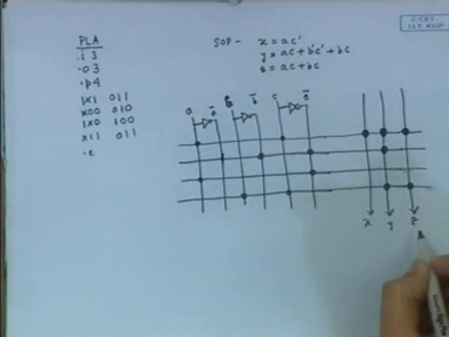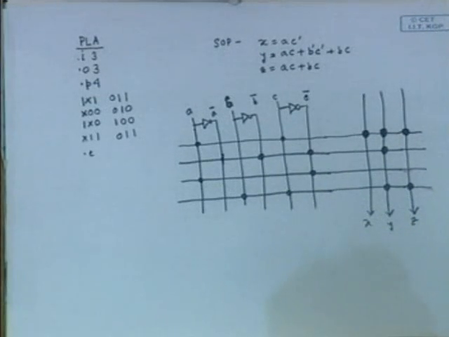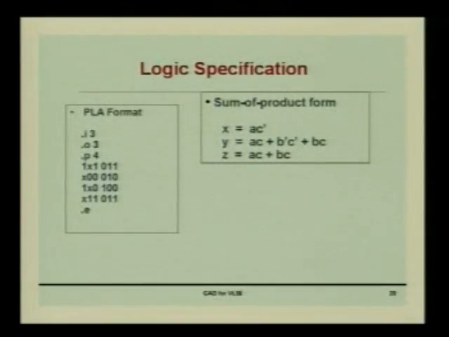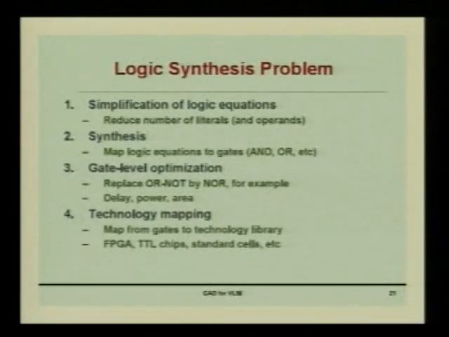So this way we represent the Boolean functions, and in sum of product form you all know it is very straightforward to express the function. Now the logic synthesis problem is to simplify the logic equations, reduce the number of literals, reduce the number of operands, and map the logic equations to gates. Suppose AND gates, OR gates, or flip-flops. Flip-flops we consider as a single block.